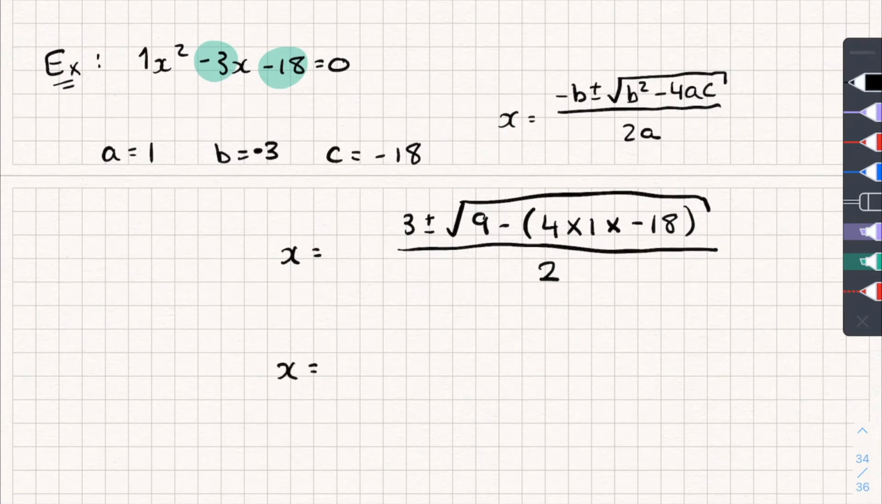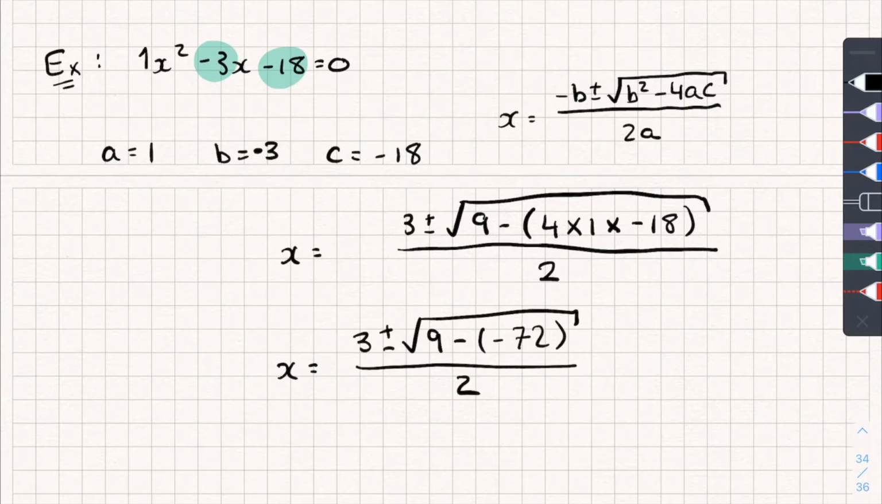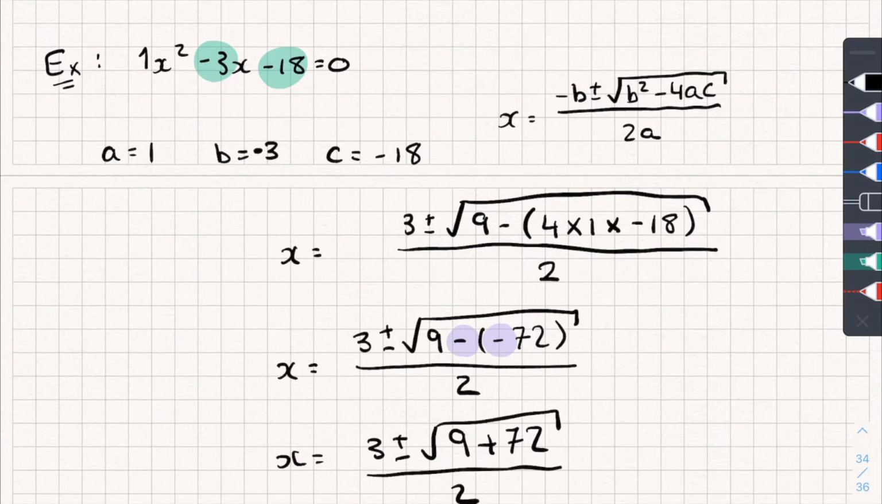So x is going to be equal to 3 plus or minus the square root of 9. Subtract, well, 4 times negative 18, that's negative 72, okay? And you'll notice I've put these brackets in to make it clear that this becomes a negative, subtract a negative, so that's actually going to turn into x equals 3 plus or minus the square root of 9 plus 72, okay? So it's going to turn into a plus.